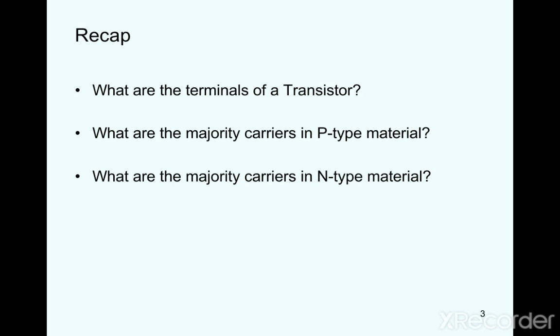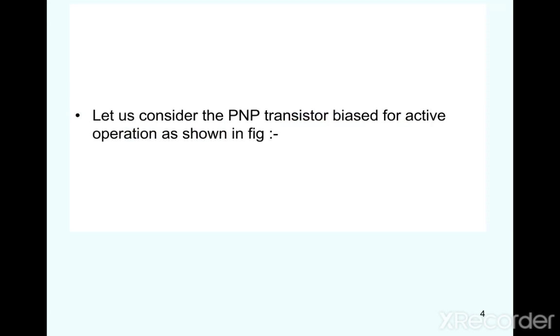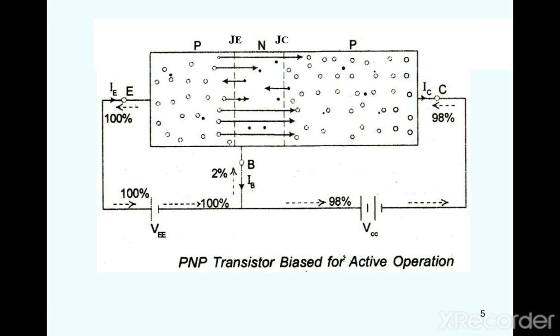So in today's class I am going to explain only the PNP transistor, and its operation. Let us consider the PNP transistor biased for active operation as shown in the figure. This is the diagram of the PNP transistor in the active biasing condition.